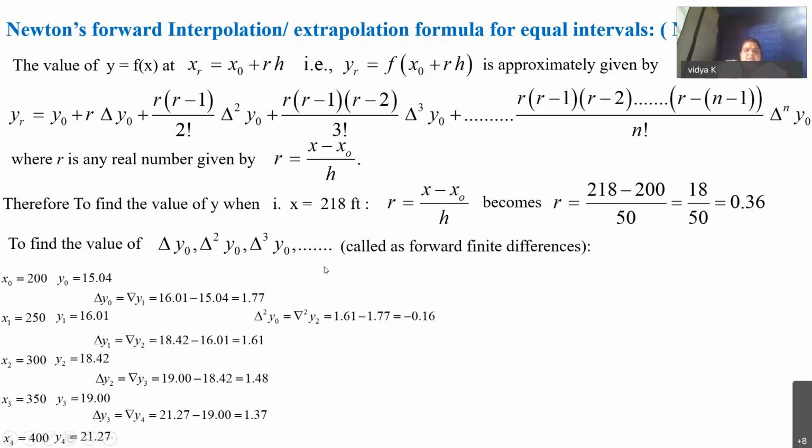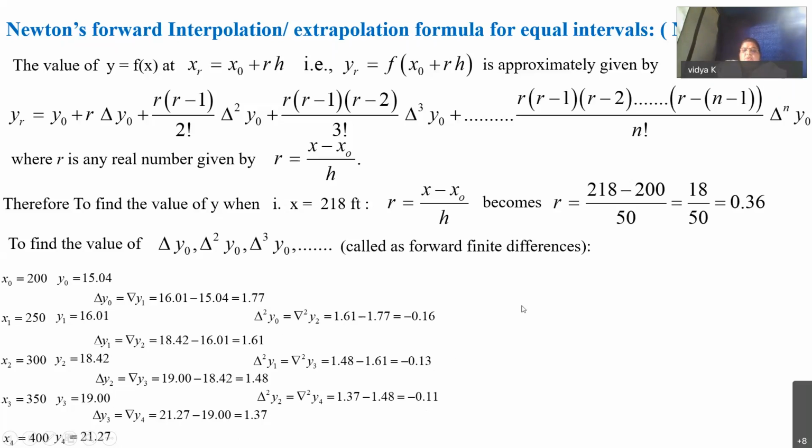Next you go to the delta square column. I forgot to write that. So what is it? This minus this gives delta square y naught. Only delta square y naught here, because you are using the forward difference formula. Then this minus this gives the next, and this minus this gives the next. See there, I have written all the values in between those values.